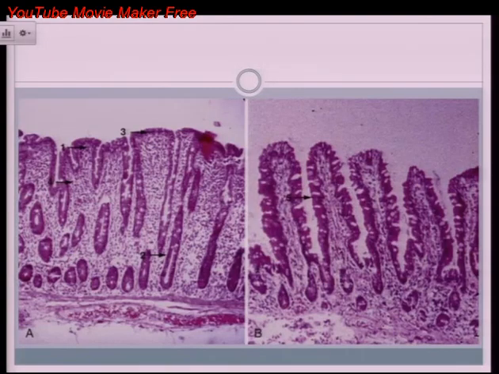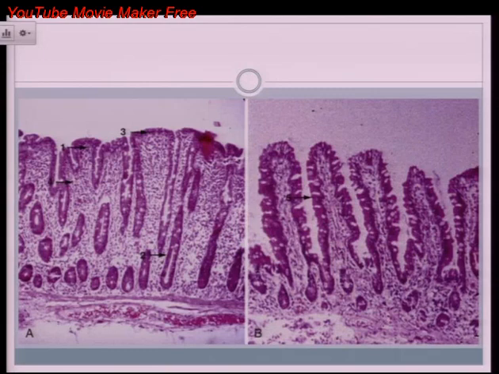So this is what it looks like. Here you can see nice villi, finger-like projections, and here you can see there's blunting of the villi, and there's compensatory crypt hyperplasia. See, these are the crypts here. You can see the crypts here. These are nice and small. The villi are nice and long. Here the villi are atrophied, and you have compensatory hyperplasia seen in the crypts here.